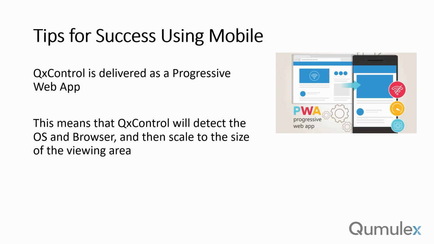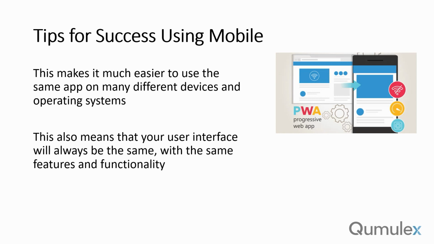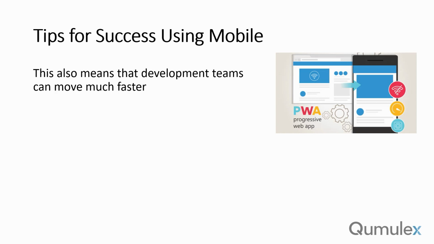So QxControl using a progressive web app approach means that QxControl will detect the OS and browser that you're using, as well as the size of the viewing area for your device. And that makes it much easier to use the same app on many different devices and operating systems. This also means for you that you're going to have the same experience whether you use an Android or an iPhone, or whether you use a PC or a Mac. So it makes it easier for you to learn and to use our software.